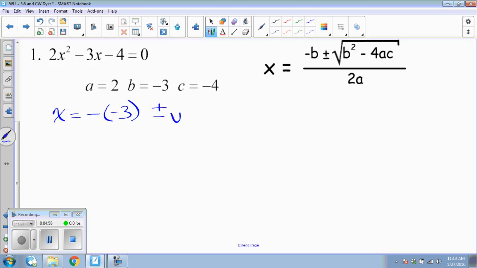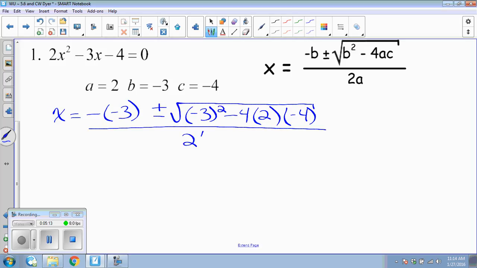plus or minus the square root of, b is negative 3, so negative 3 squared minus 4 times 2 times negative 4, okay? All over 2 times 2, okay? So that's step 1. Substitute in all your values, okay?